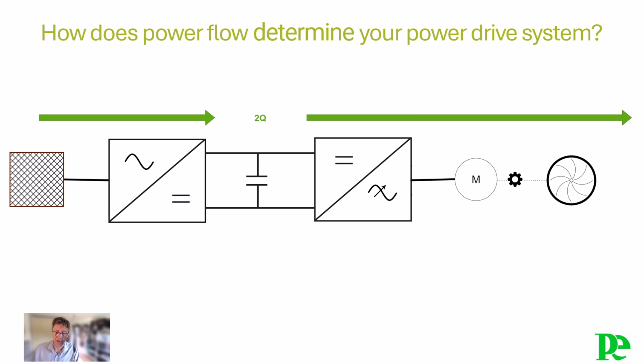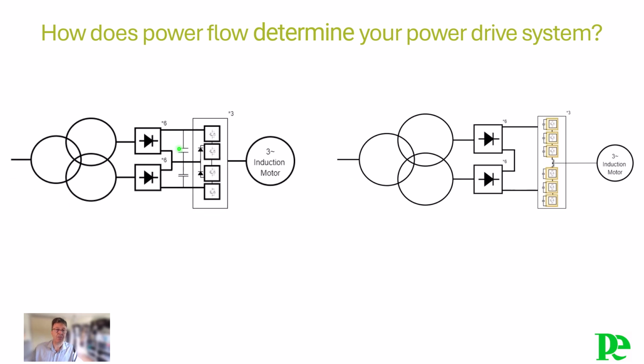two quadrant operation, and the power flow is always unidirectional, that is from the grid to the motor to the machine. Examples of this drive topology are the 3-level neutral point clamped and the modular multi-level topology. The front end of these drives can be considered as a one-way rectifier, often referred to as direct front end.